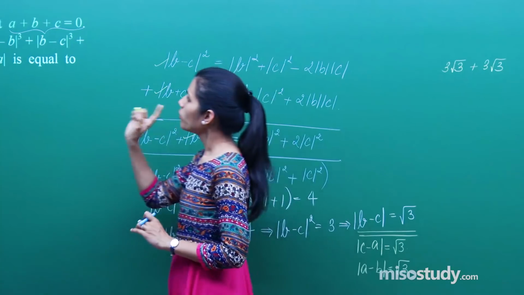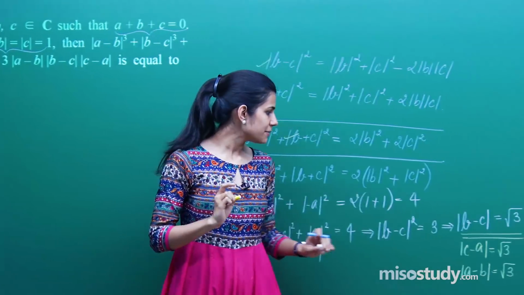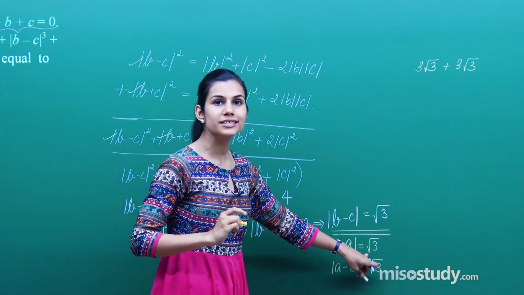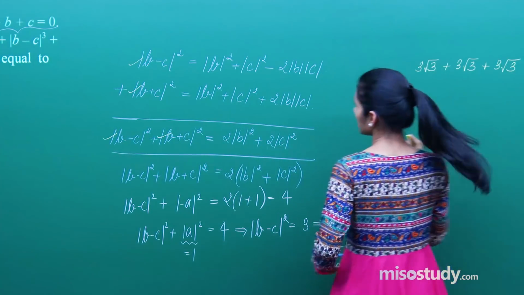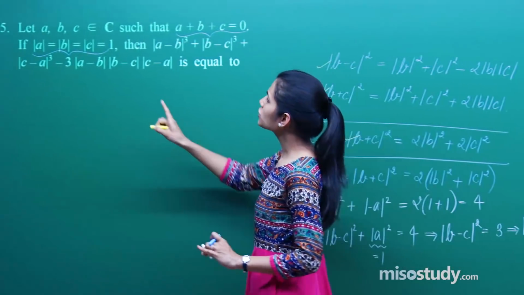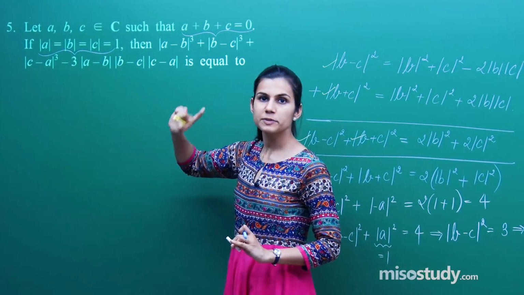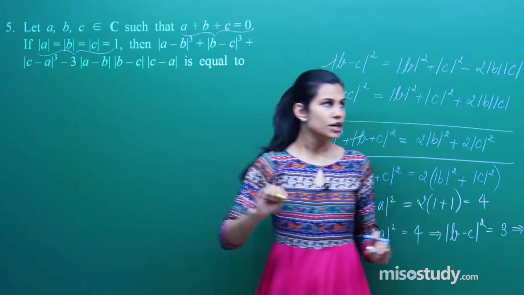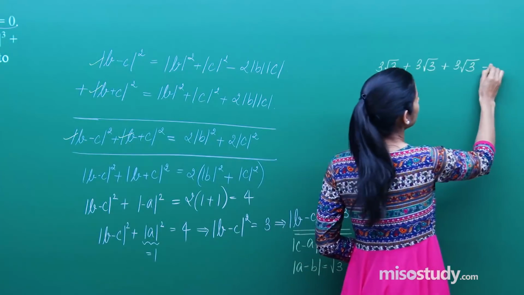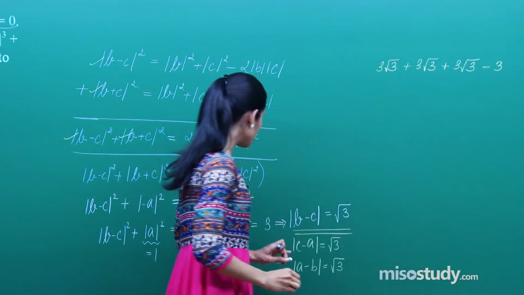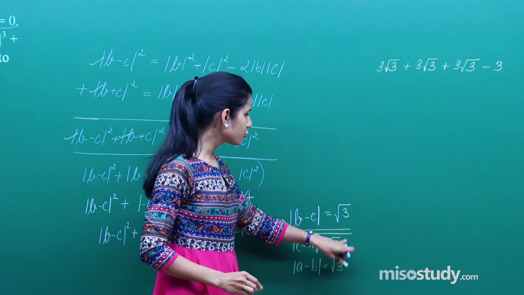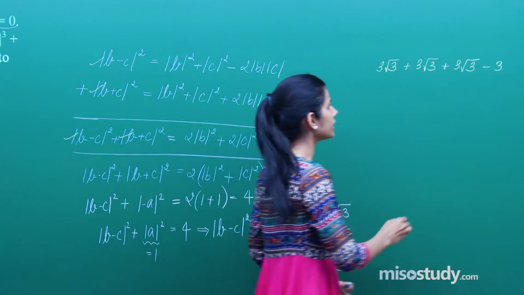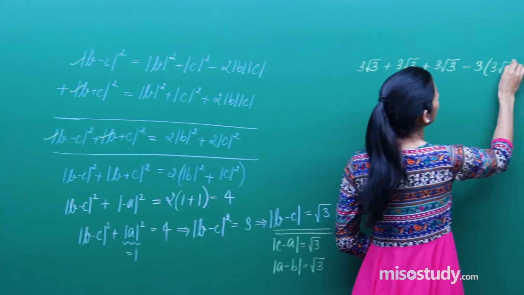Then you have plus mod of C minus A whole cube. Now C minus A's mod is root 3, so its cube is again 3 root 3. After this you have minus thrice of mod of A minus B into mod of B minus C into mod of C minus A, that means root 3 into root 3 into root 3, that means 3 root 3. So 3 into 3 root 3.